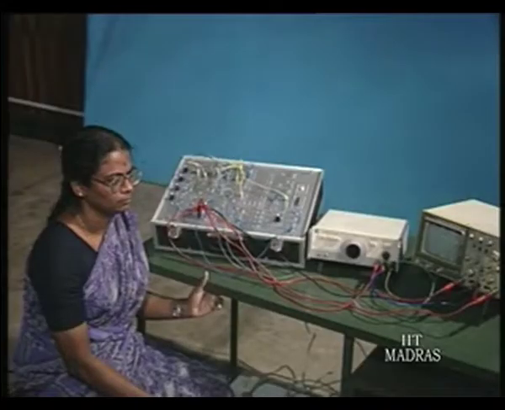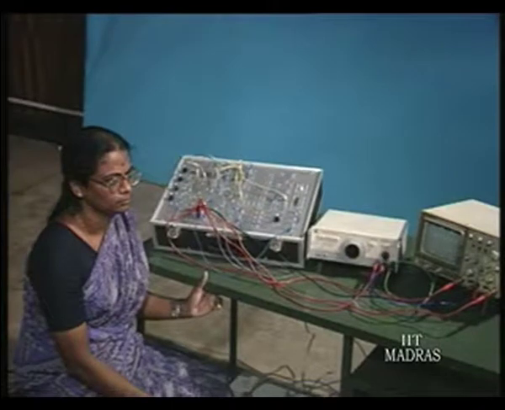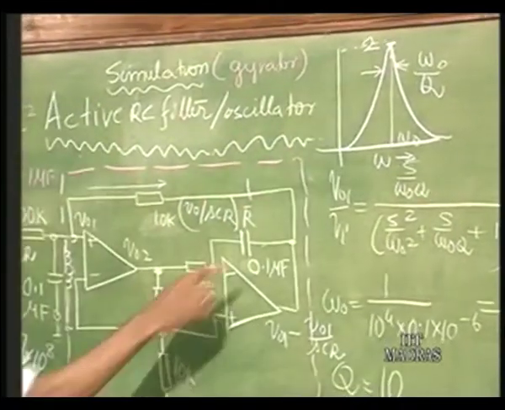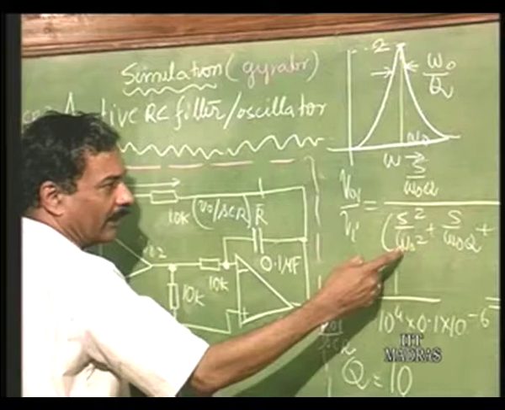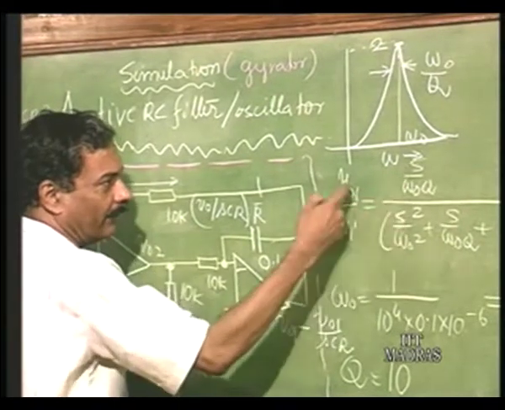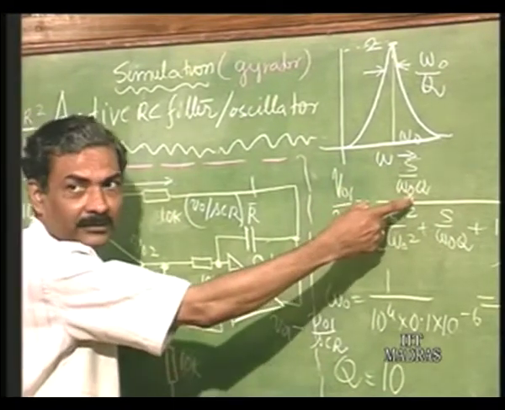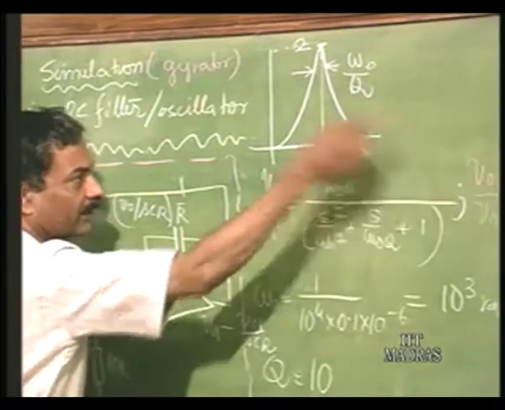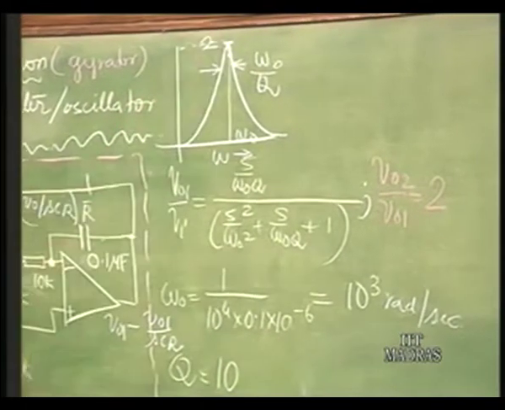If I take the output here, the peak gain here is going to be 2, because for the band pass at omega naught, the gain of V naught 1 by V I is going to be 1 and V naught 2 by V naught 1 is going to be 2. So, this is going to be 2.